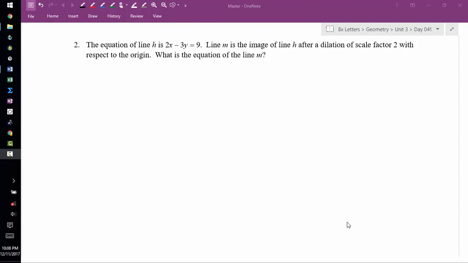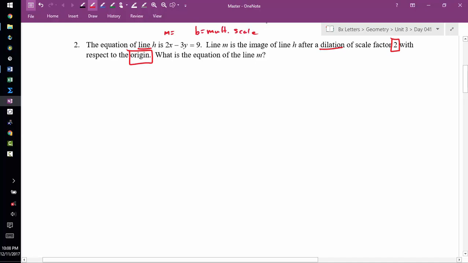Problem 2. We have another dilation of a line about the origin. So when it's about the origin, I really do care about my scale factor because I know I'm going to keep the slope of this line, but the y-intercept is going to get multiplied by the scale factor. So here's the equation. It's in standard form, which I talked about in the previous video. And I'll do it both ways.